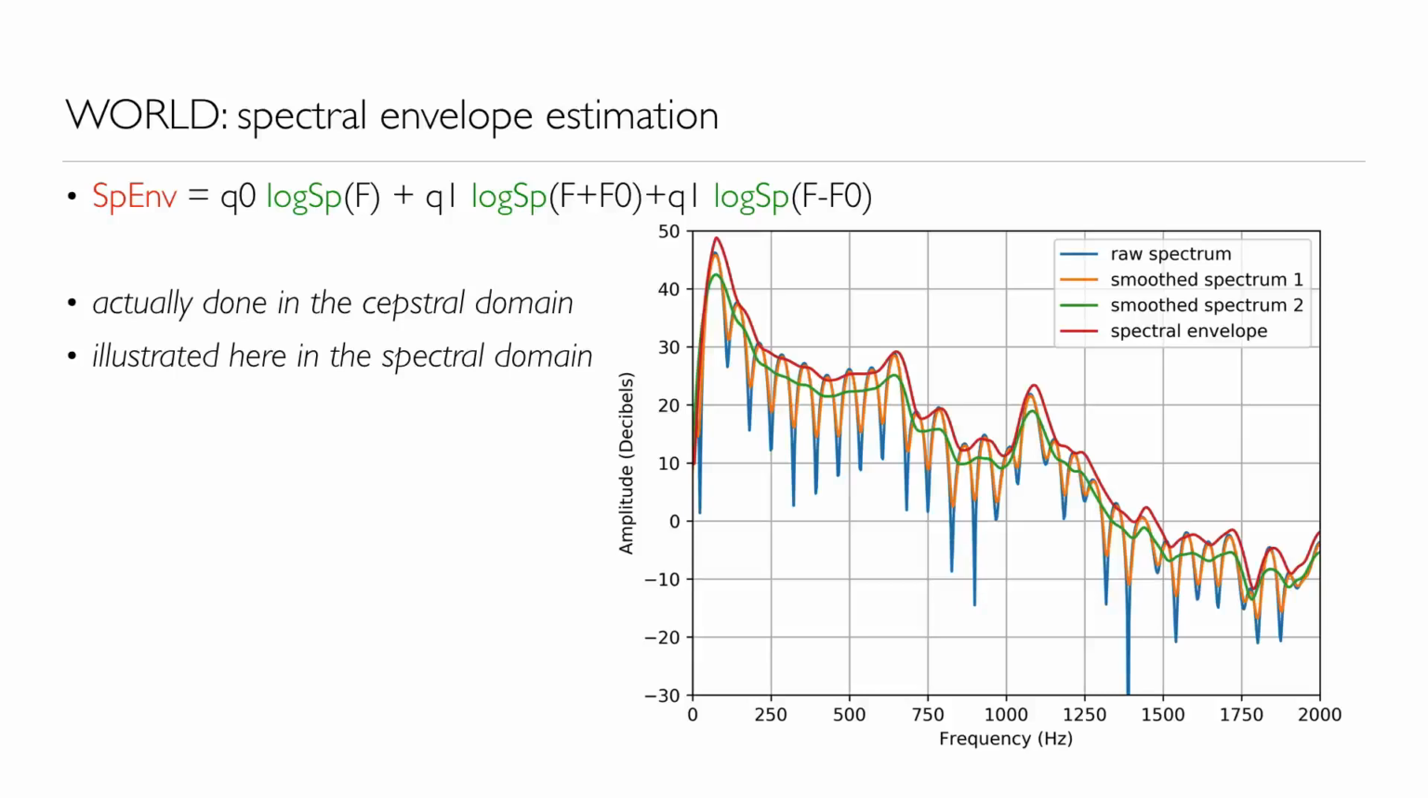All of these steps are actually made in the cepstral domain, but in order to illustrate what it is doing, we are explaining in the frequency domain because it's more illustrative and easier to understand. Okay, so this is the first acoustic feature, the spectral envelope.